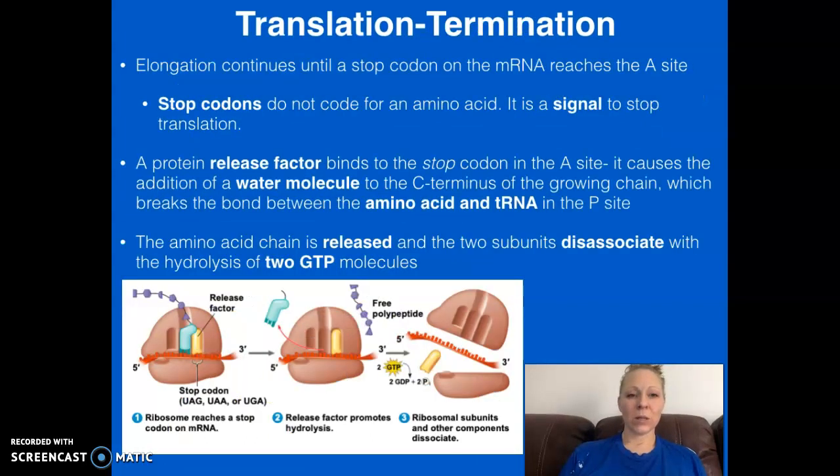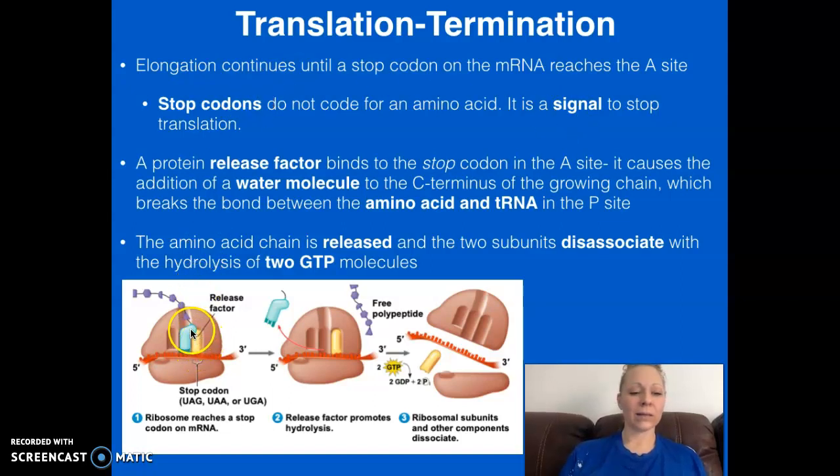So this is elongation. Let's now talk about termination. Elongation is going to continue until it reaches a stop codon. Remember, we said that there were 3 stop codons. There aren't amino acids for a stop codon. Remember that the stop codon is a signal. It is a signal to stop translation. And so no amino acid is added. What is added is a release factor.